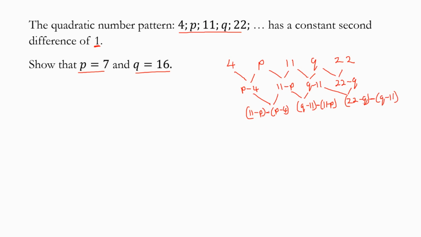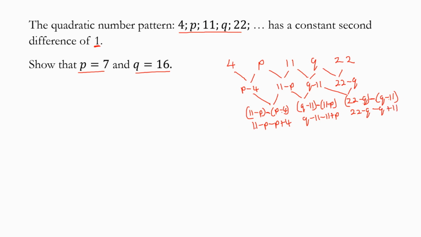Right, let's remove the brackets. We're distributing the negatives here. So this one is going to be 11 minus p, and then negative 1 times p is negative p, negative 1 times negative 4 is positive 4. And then here we have q minus 11. Again, we're distributing the negative 1. Negative 1 times 11 is negative 11. Negative 1 times negative p is positive p. Right here, we have 22 minus q. Distribute negative 1. So negative 1 times q is negative q. Then negative 1 times negative 11 is plus 11.